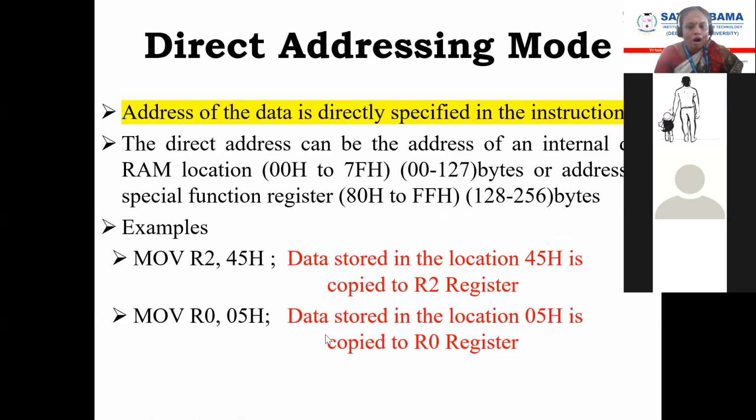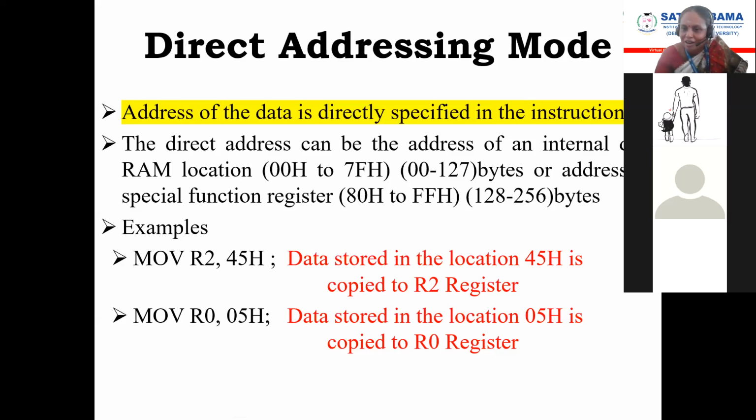So MOV R2, 45. MOV R2, 45 means what? Data stored in the location 45H is copied to the R2 register. Now I put MOV R0, 05. 05 means, I told you, it is a bank register. We all know 05 means which register? Anyone can tell quickly? 05 means which register content am I moving to R0?